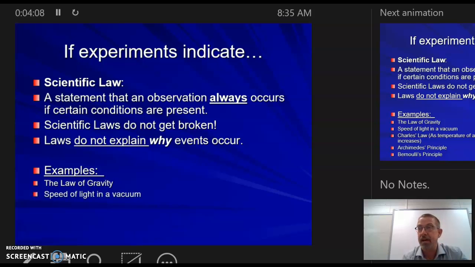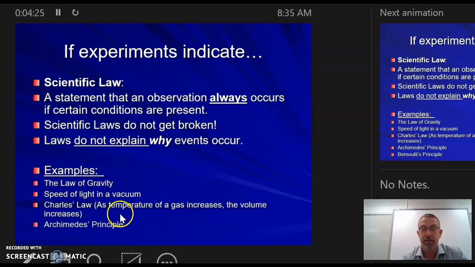The speed of light in a vacuum. That is the speed limit of the universe. Nothing can go faster. That's a scientific law. It's not going to get broken. Nothing can travel faster than the speed of light. It doesn't explain why it's what it is, but it's just what it is. Another couple, Archimedes' principle, Charles' law. These are all examples of laws. They just say that they occur. They don't explain why they occur.